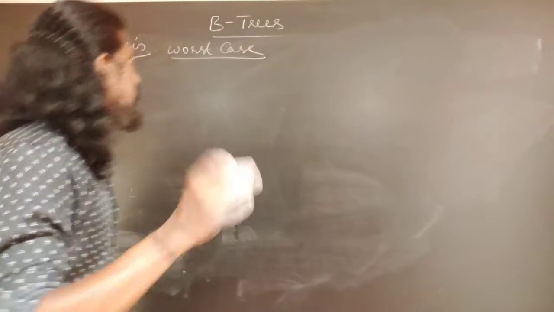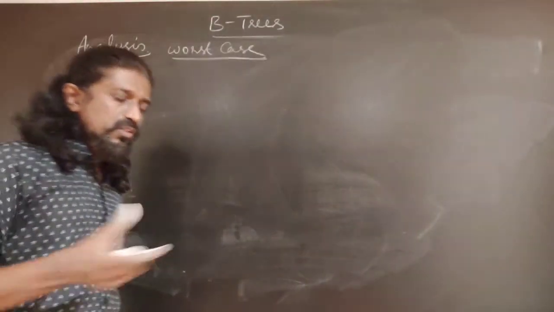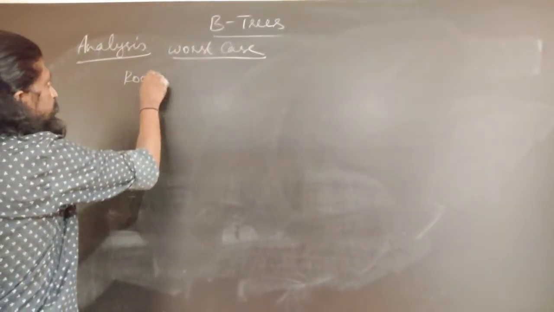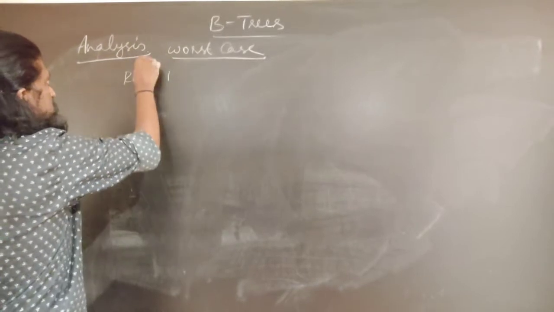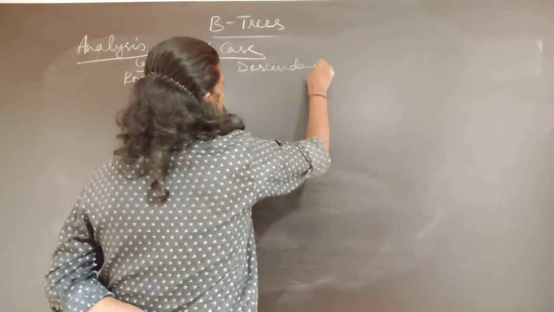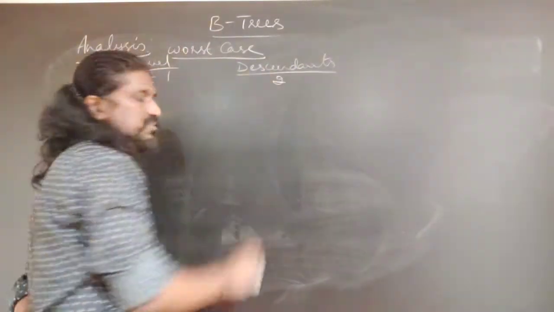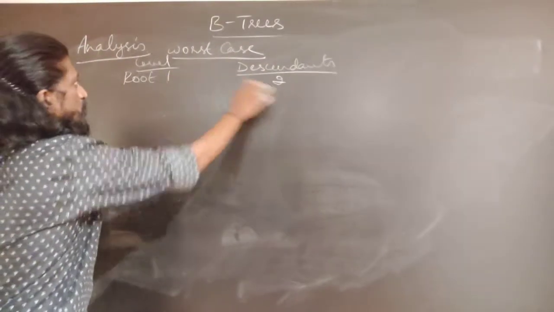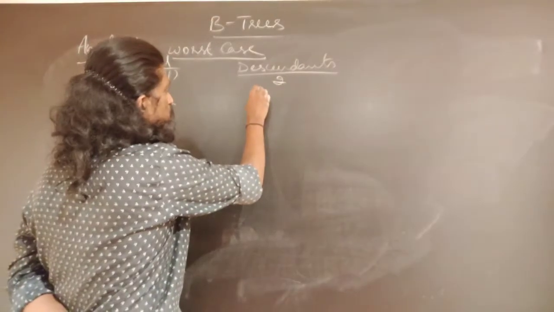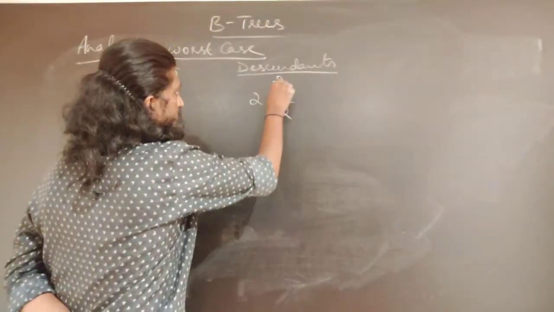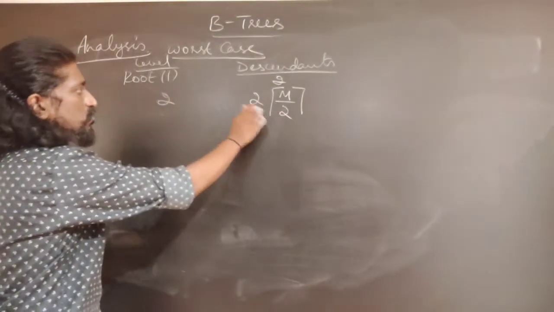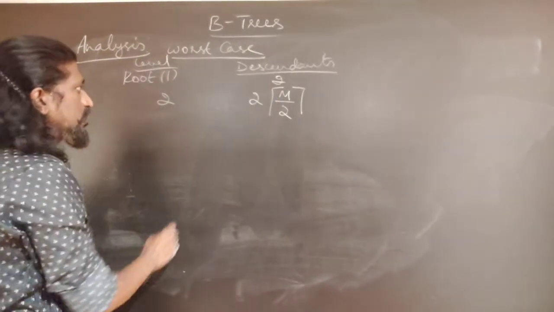Okay, for order m, what happens? All the nodes will have only half the number of keys. Let us consider the root level, that is level number 1. How many descendants? The root will have 2 descendants. At level number 2, each one of these 2 will have m by 2 descendants. We know the root is an exception, in that it can have only 2 descendants.